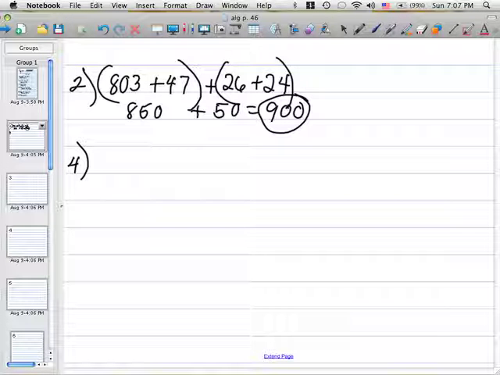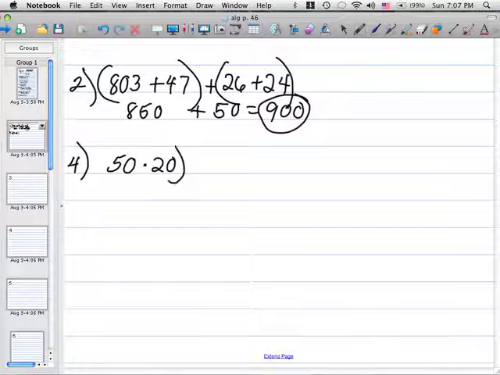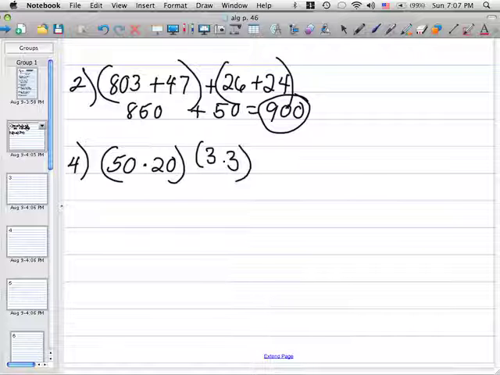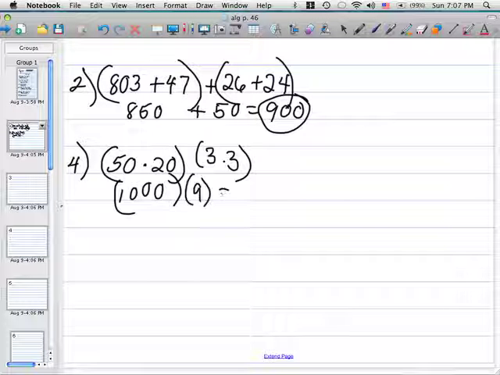Number 4, I have 50 times 3 times 3 times 20. Well, if I put the 50 and the 20 together and the 3 times 3 together, that's going to be 1,000 times 9, which is 9,000.